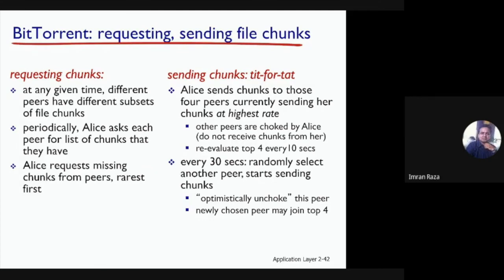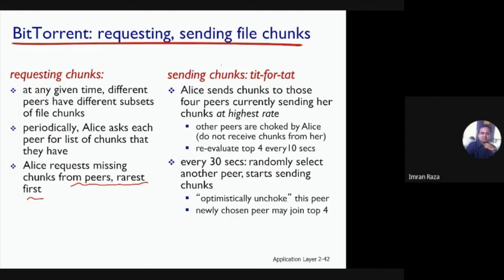So at any given time, there are different peers that have different subsets of files. Alice, first of all, requests the rarest file chunk first. So this is important. For example, there are 50 peers participating in the file sharing process. Every peer has certain chunks of the file, but Alice would first request the rarest chunks from the peers that she's interacting with, right?